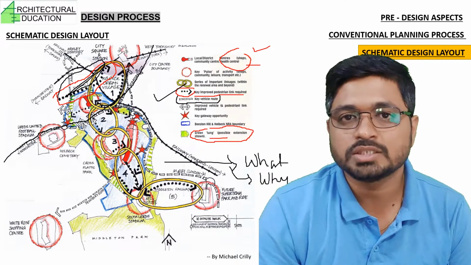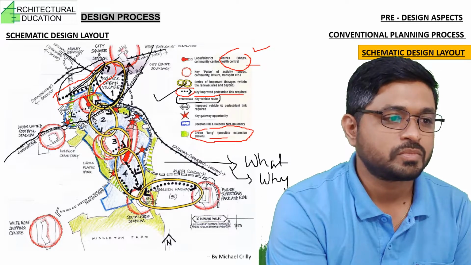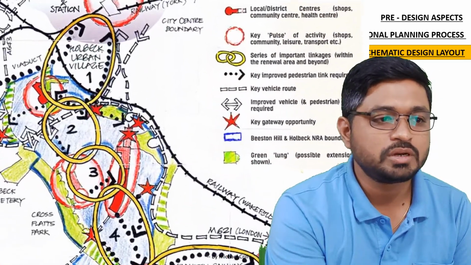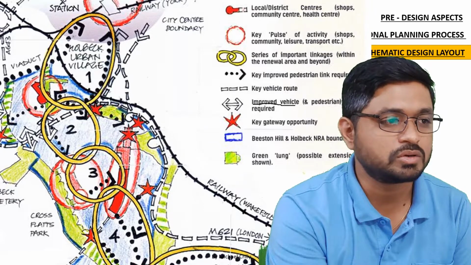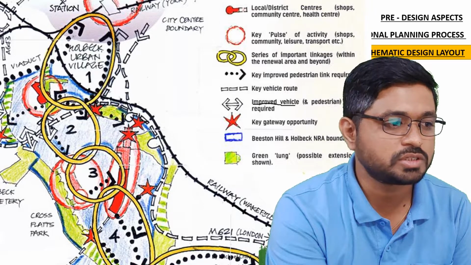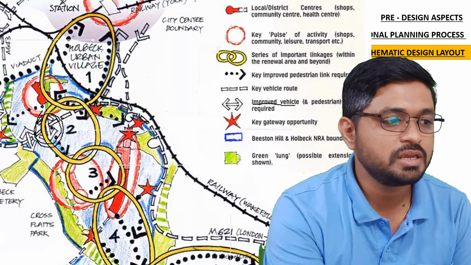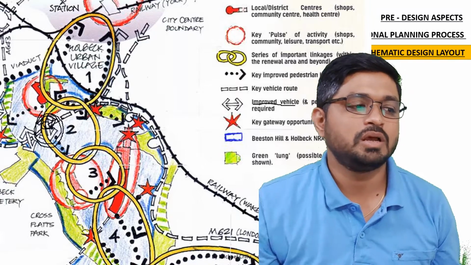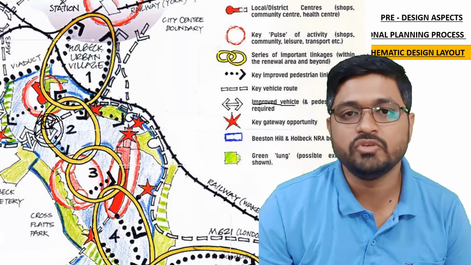So these are the two aspects. It's always good in schematic layout. So if you see over here again, improved vehicle and pedestrian link together. Maybe there are certain locations, for example, I think you can see it over here, certain locations where there is an interconnection between a pedestrian and a vehicular movement.